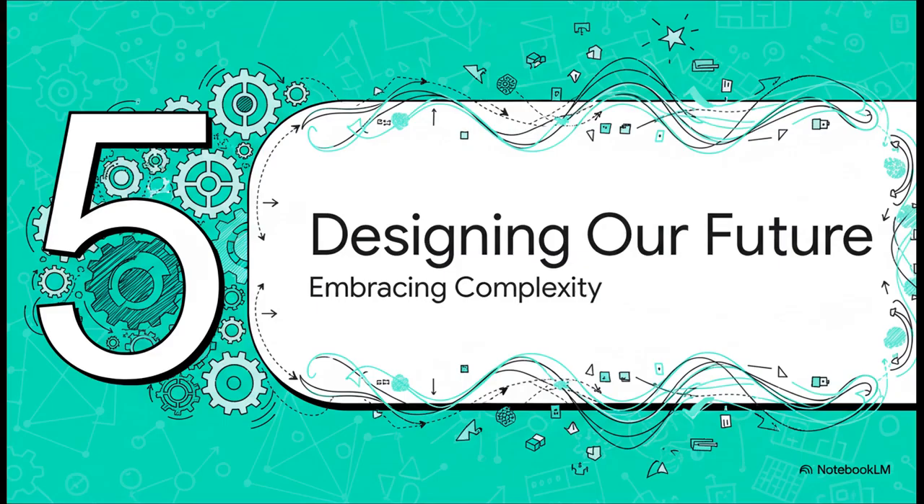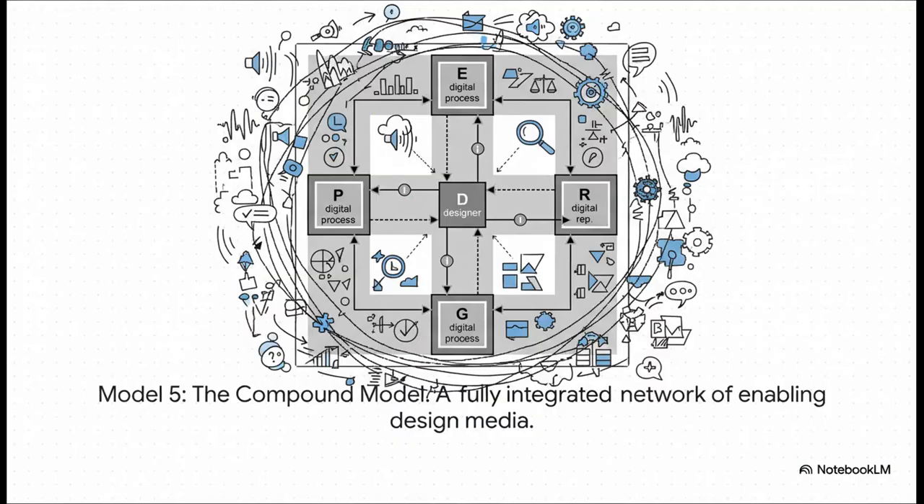And that brings us to the final and maybe most advanced vision for this whole process. This is the compound model. You can think of it as the ultimate goal, the holy grail. It's a fully integrated, intelligent network where every single part we've talked about, generation, representation, evaluation, and performance, is an explicit process, constantly talking to and influencing all the others. The designer can step in and interact with any part of this seamless system. It's a true dialogue between human intent and massive computational power.